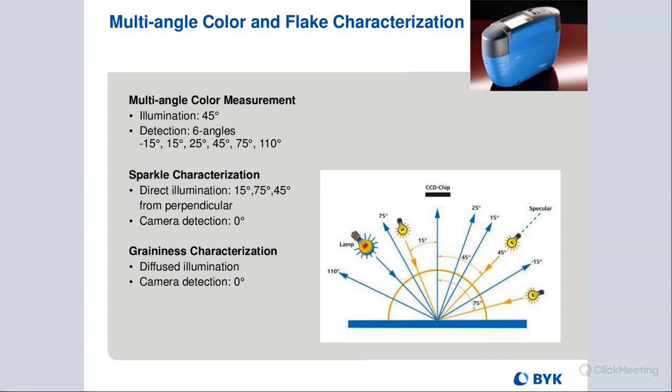And then graininess is diffuse illumination. Again, the same camera detector at 0 degrees, but this is your diffuse illumination. So your graininess, salt and pepper look, something like that.